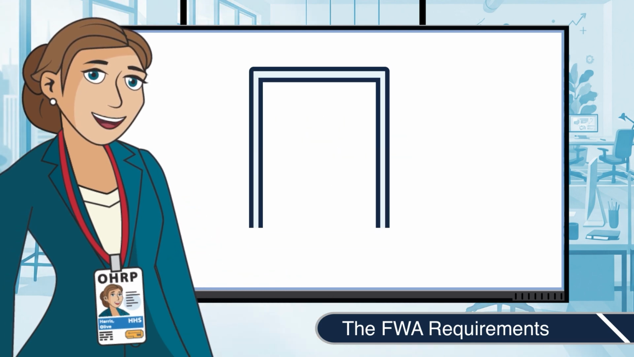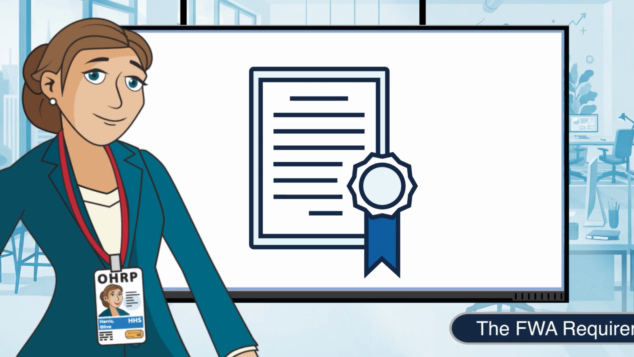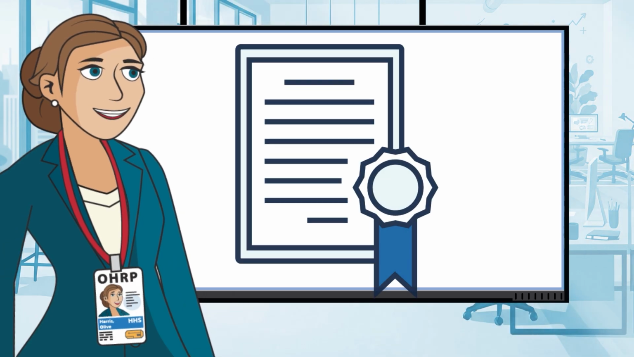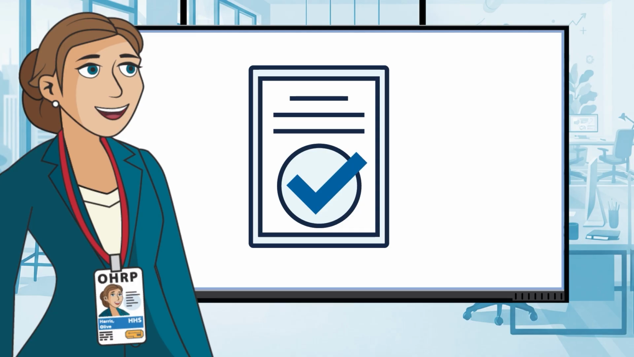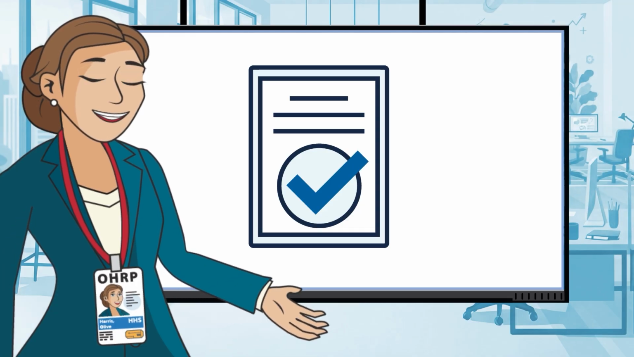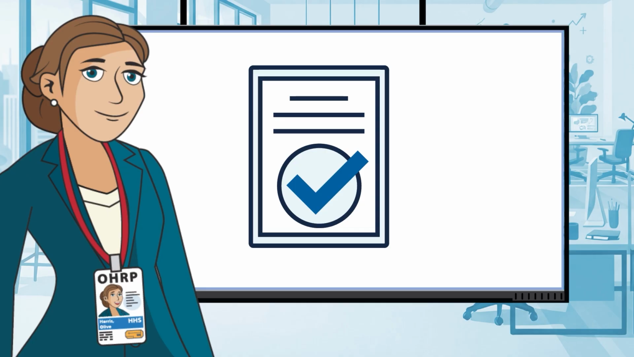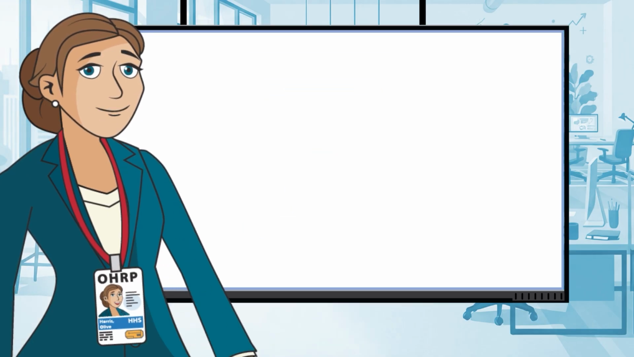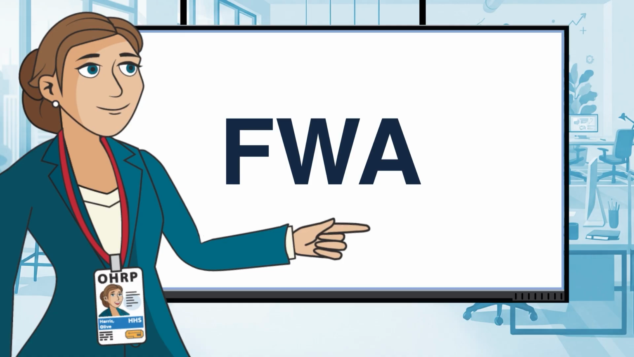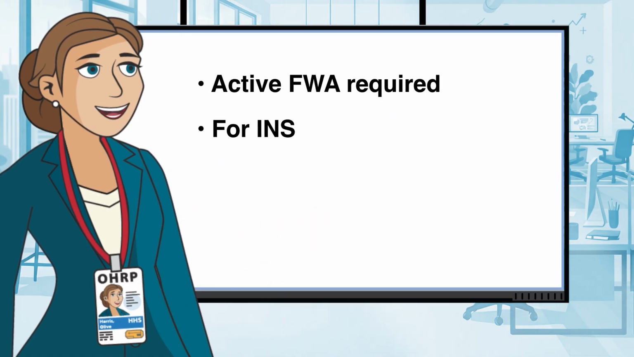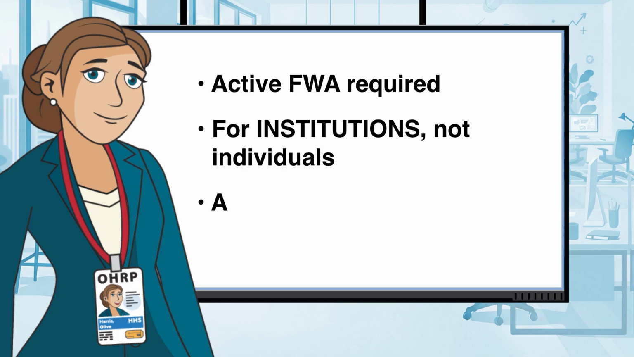Now, let's briefly go over what the FWA actually is. An assurance of compliance is a formal, written commitment. When an institution is engaged in HHS-supported human subjects research, they submit this document to us, committing to follow our regulations in 45 CFR Part 46. The specific type of assurance we use is the Federal-Wide Assurance, or FWA. In short, if your institution is engaged in this type of research, you need an active FWA.